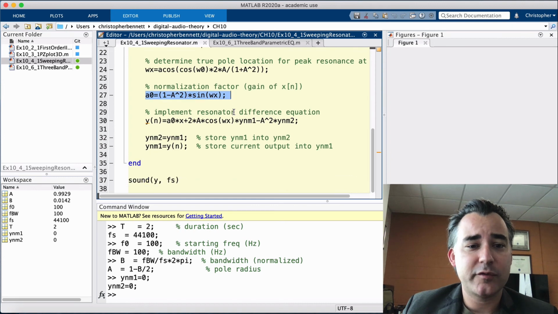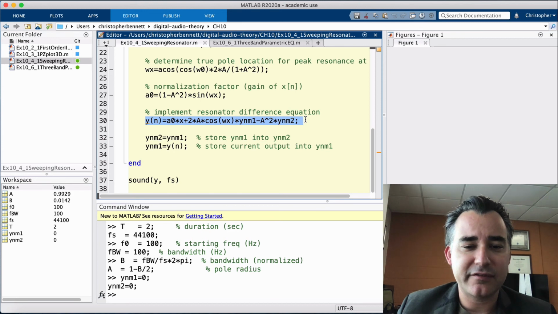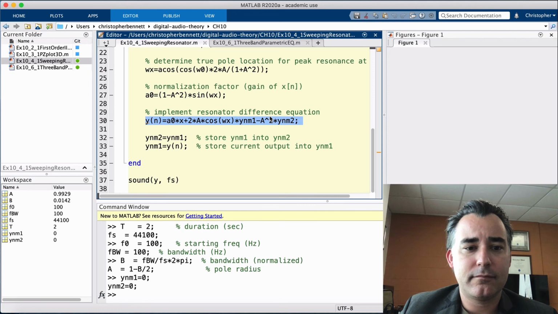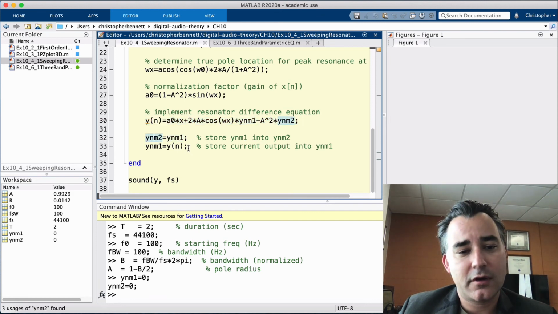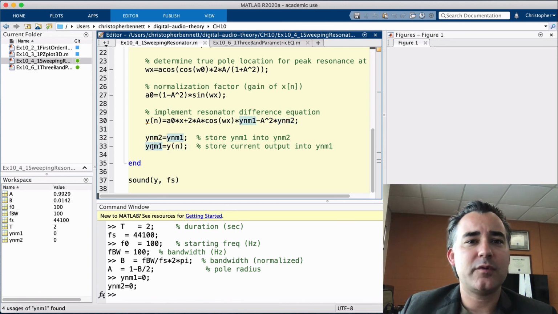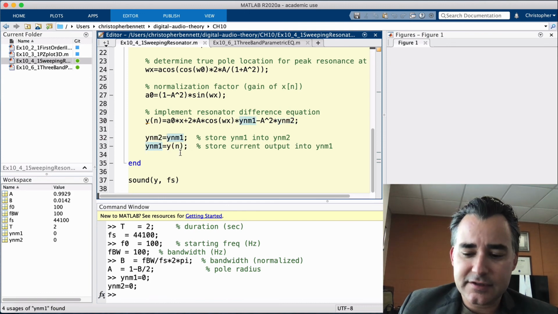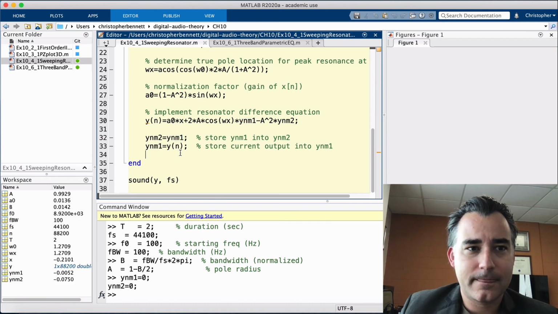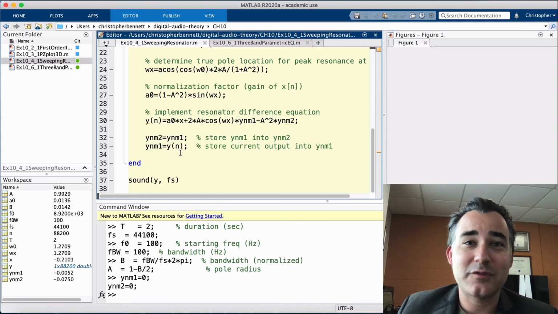And then we're going to calculate the output of the resonator difference equation. So here's our resonator difference equation, also derived and given in the textbook. And after we've calculated the output, we want to update all of our states. So our previous y of n minus 1 becomes our new y of n minus 2. Our current output becomes our next y of n minus 1. So let's give this a listen. As we listen to the processed noise, we can clearly hear the center of the resonator sweeping up in frequency.